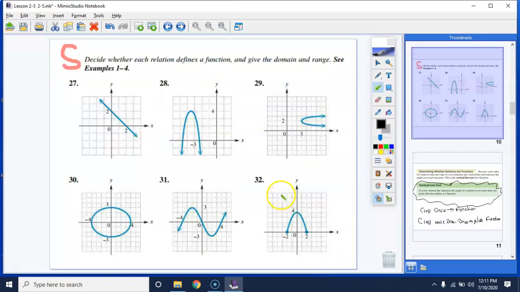So here we are. Those are your turns for each. Please decide domain and range.